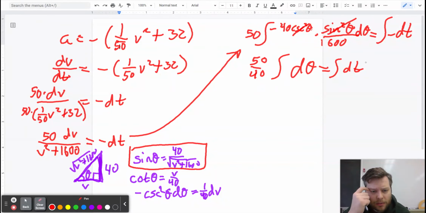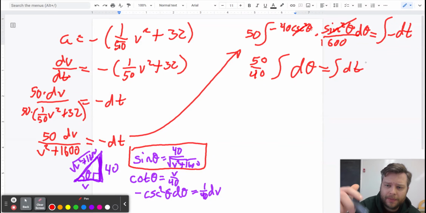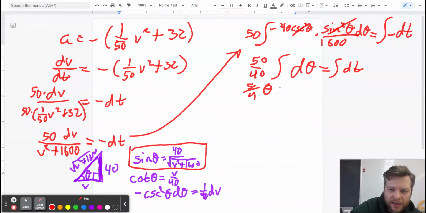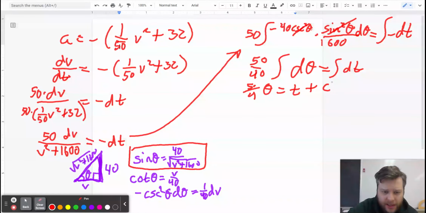So that'd be sine squared. That's cosecant squared. Yeah, I don't think I made a mistake there. It's possible though. So then 50 over 40 is 5/4. So we have 5/4 theta equals t plus c. Okay, so then theta, I guess, could be the arc cotangent of v over 40.